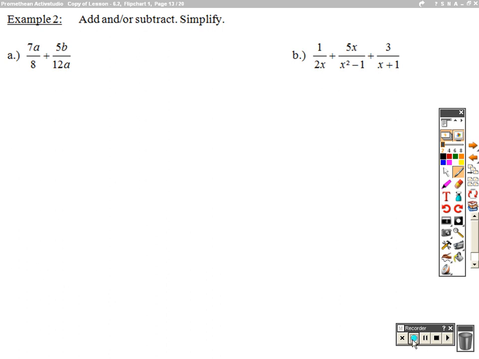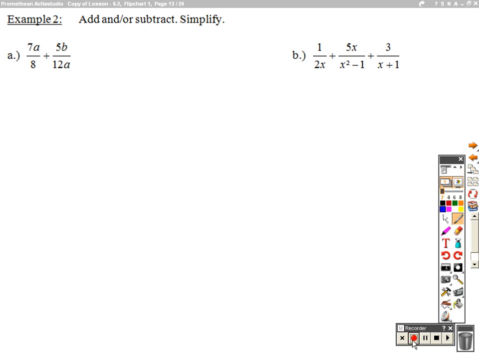Letter B gets a little more challenging. We do need to do that first step and factor the denominators, because we can see that this denominator does factor as the difference of 2 squares. Next, I can identify my least common denominator. I see I have a 2. I have x occur only once. Now remember, even though I see x twice in this denominator, x here is a term, while x here is part of a factor. This factor is actually x plus 1, and this factor is x minus 1.